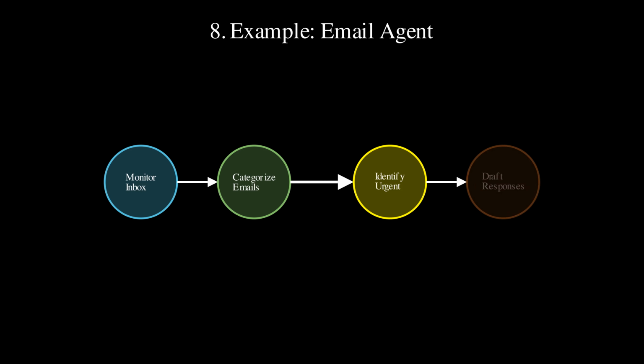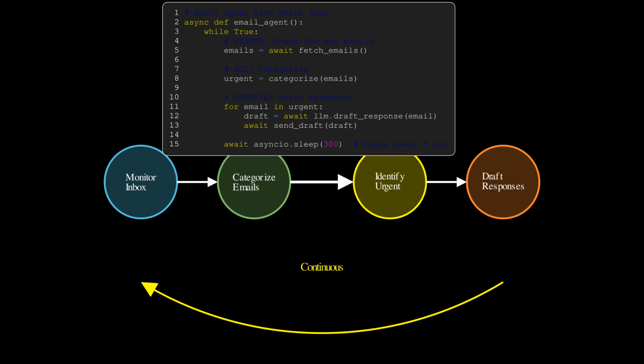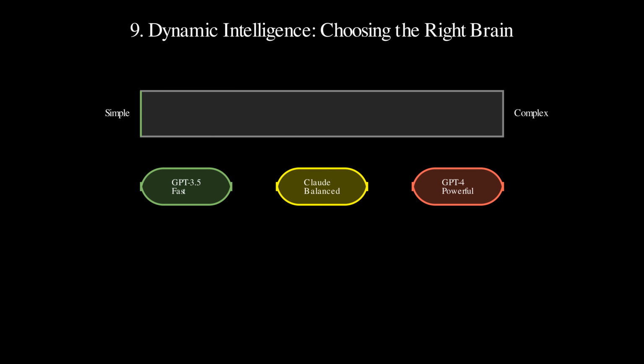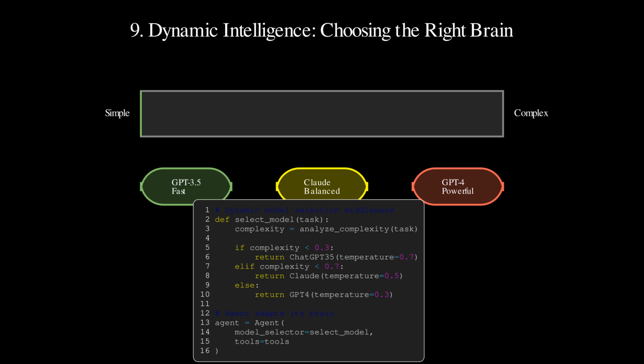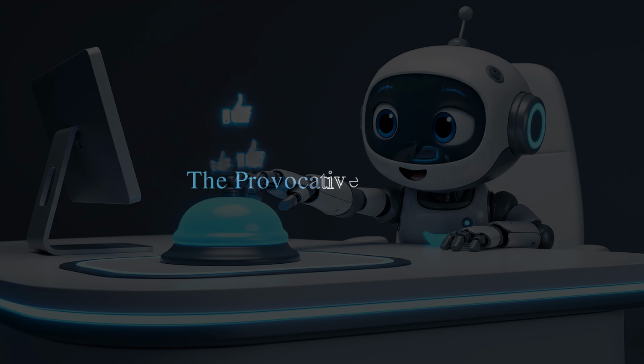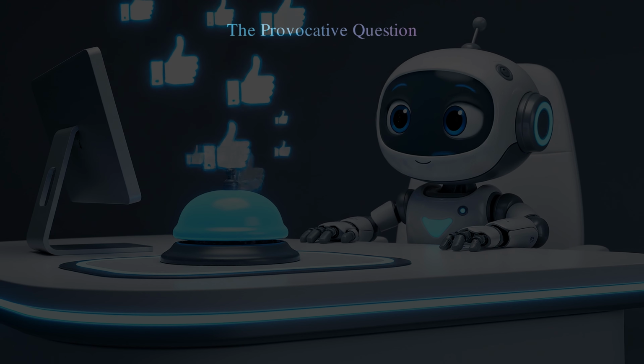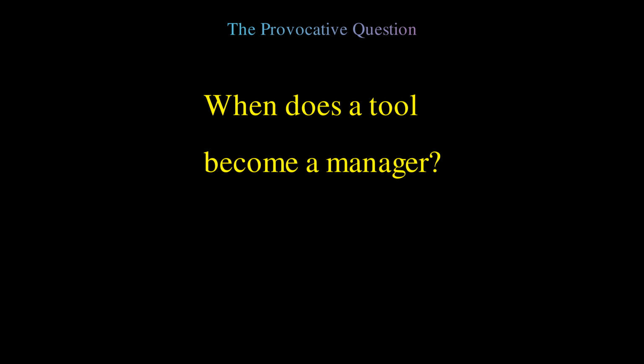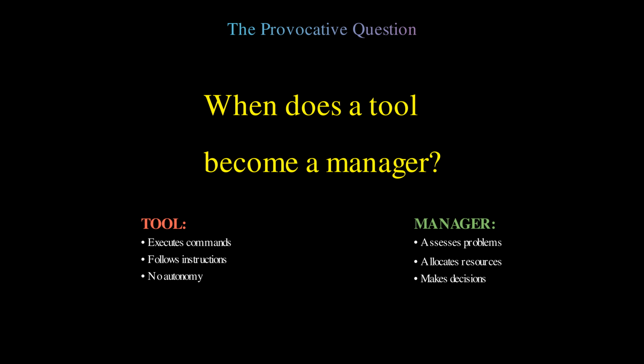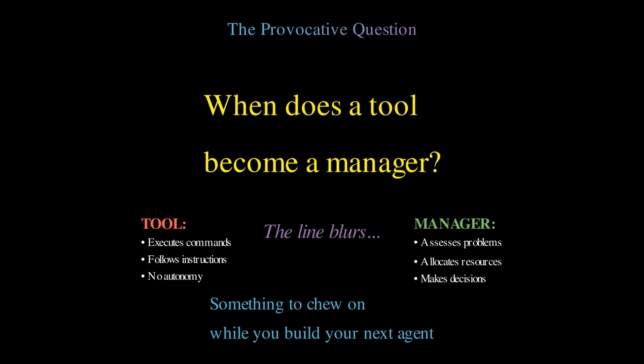Right. And this leads me to a final provocative thought I want to leave everyone with. Let's hear it. We talked about using middleware to dynamically swap the agent's brain based on how hard a problem is. So if we are building software that can assess a problem, choose the right level of intelligence to solve it, and then execute the solution, at what point does that software stop being a tool and start becoming a manager? That is a profound question. When the agent starts managing its own resources and strategy, the line blurs quite a bit. Something to chew on while you build your next agent.